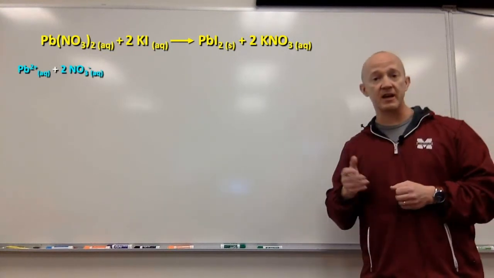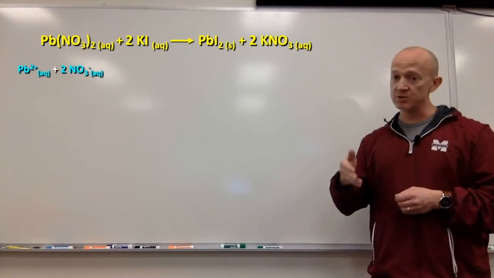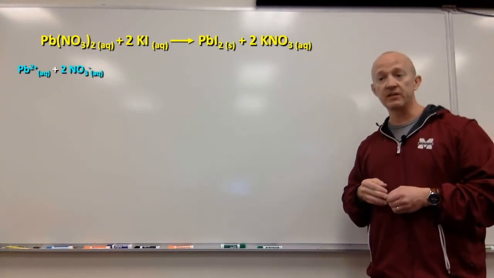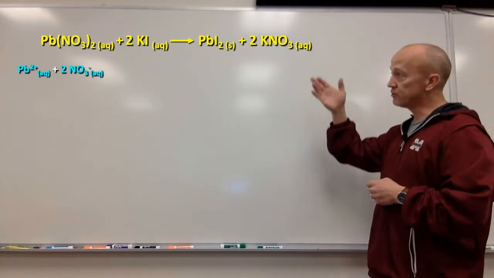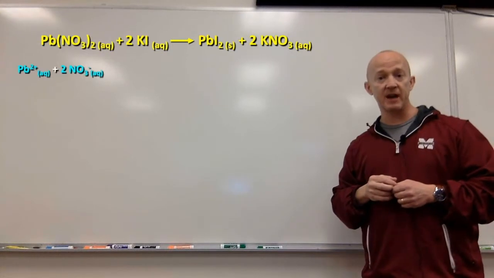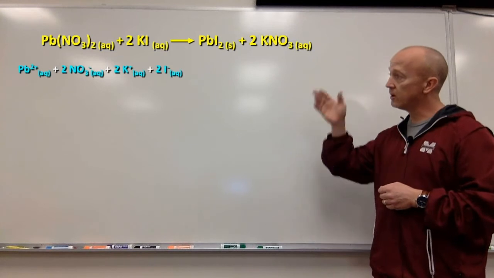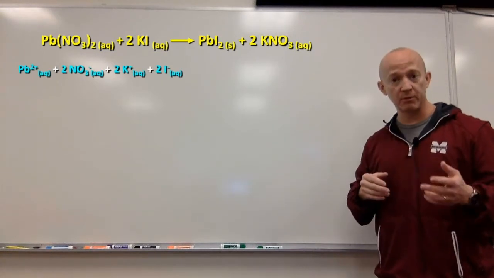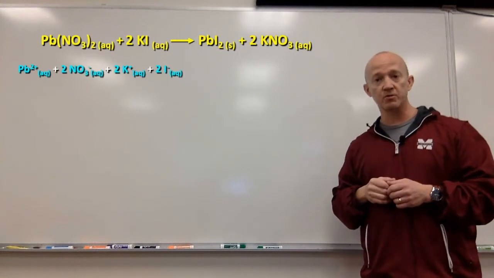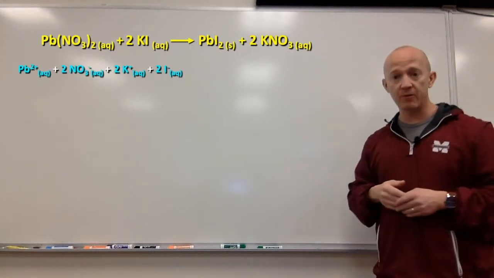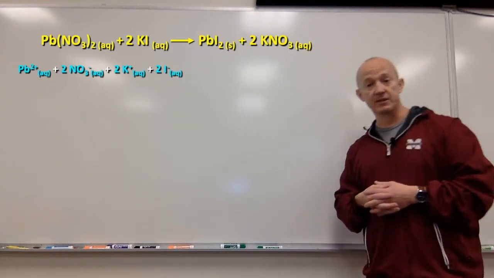Next, let's look at our potassium iodide. For every formula unit of potassium iodide that goes into water, it dissociates to give us one potassium ion and one iodide ion. Since we have two formula units of potassium iodide in this equation, we need to show in the complete ionic equation that there are two potassium ions with a +1 charge and two iodide ions with a -1 charge. And again, these ions are aqueous. And that gives us everything we need on the left side of our complete ionic equation. Let's look at the right side.